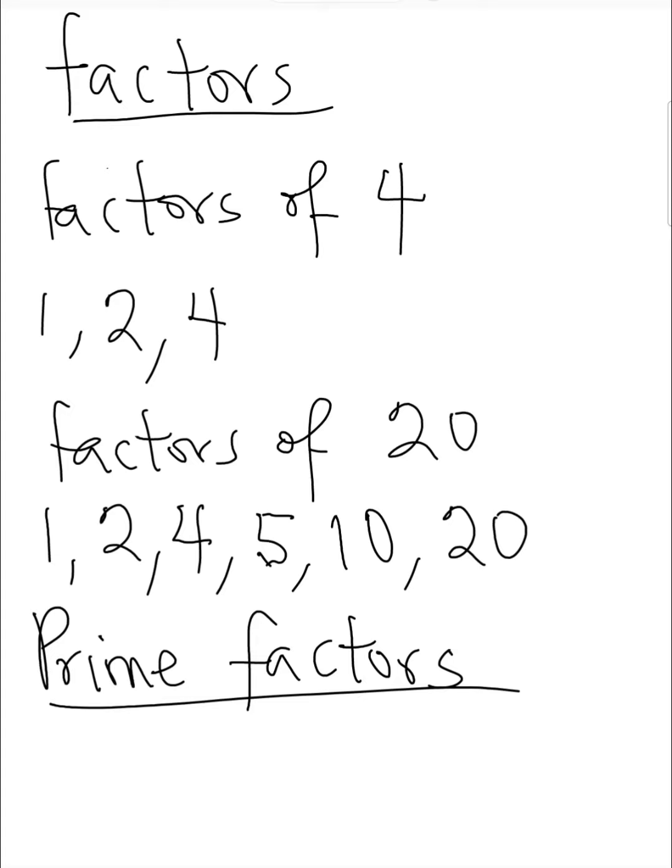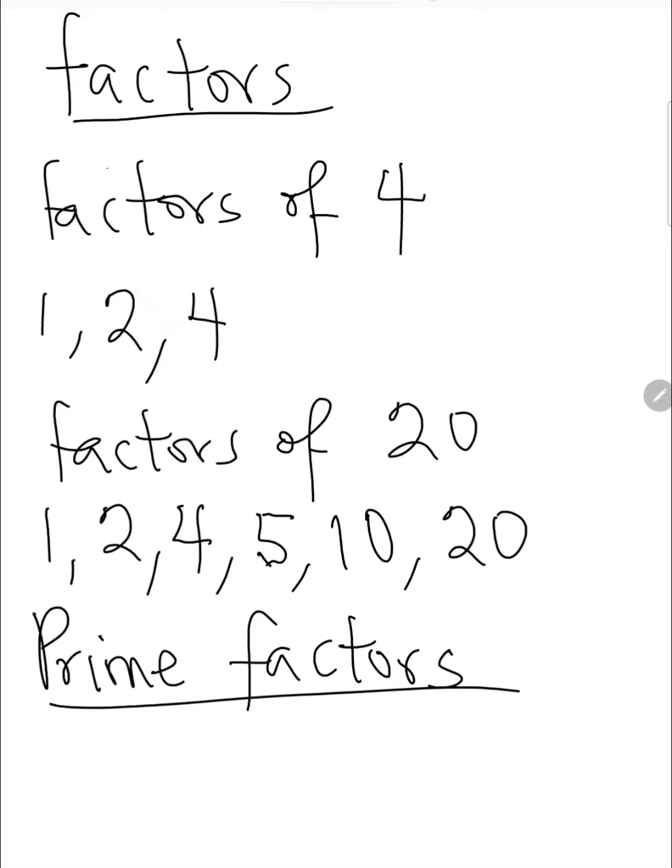Prime numbers. So let's go back to the factors of 4. The factors of 4 were what? 1, 2, and 4. How many of them are prime numbers? 1 is not a prime number because 1 has only 1 factor. Don't forget that I told you prime numbers have only 2 factors, 1 and itself. In the same way, 2 is a prime number. Why? Because 2 has only 2 factors, which are 1 and 2.